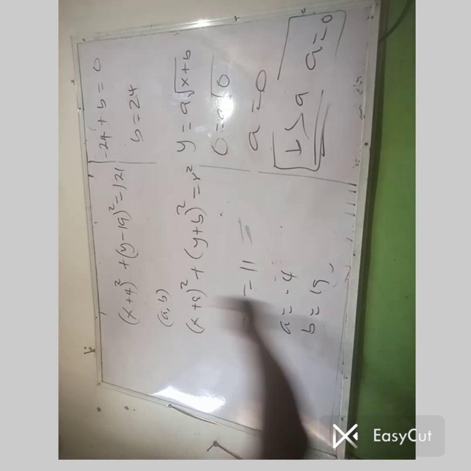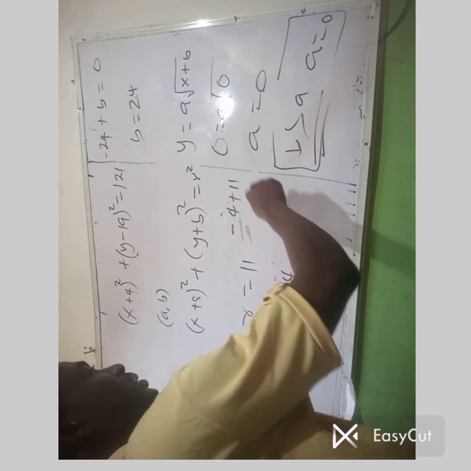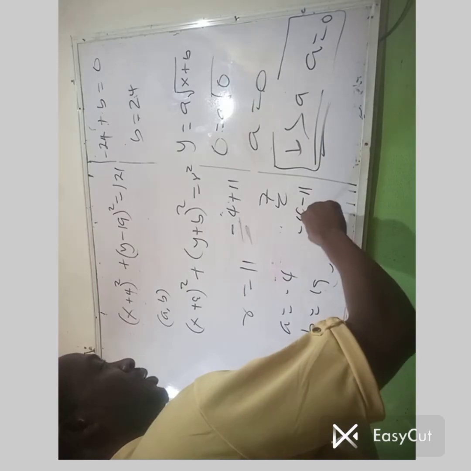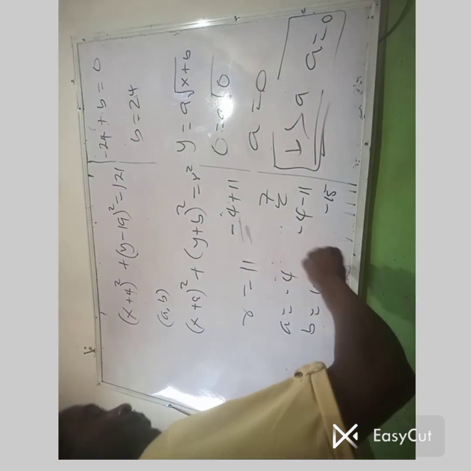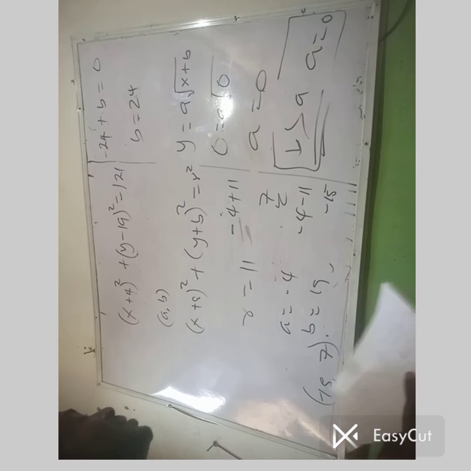So what is now the question? They say, what is the possible value of a? Then you pick a. Your a now is minus 4 and your b is 19. So what is the possible value of a? Then you say minus 4 plus 11, which is 7, and then minus 4 minus 11, which is minus 15. So the possible value of a ranges between minus 15 and 7.